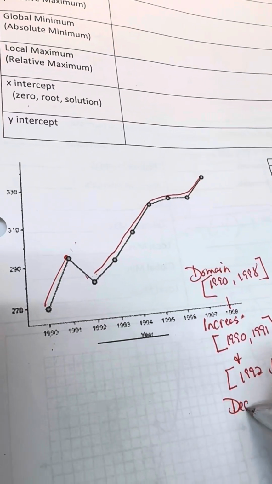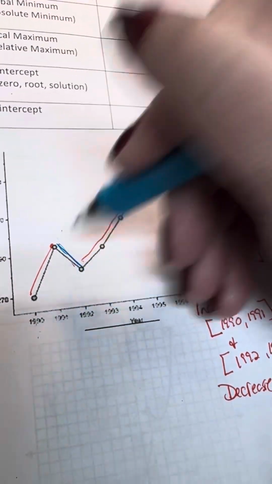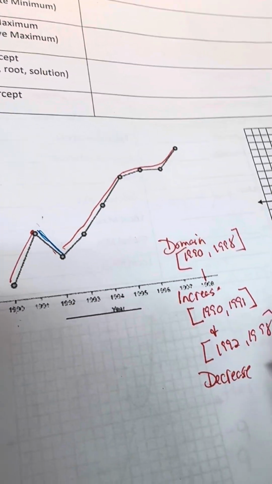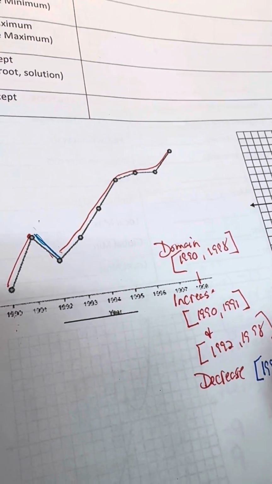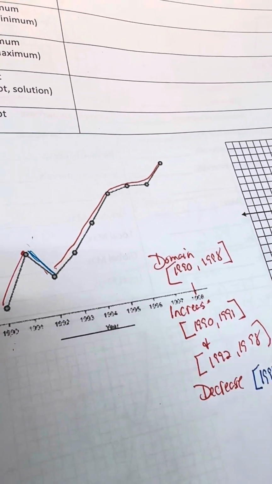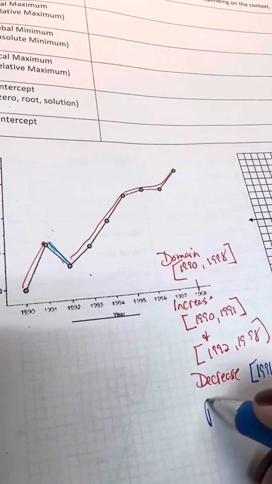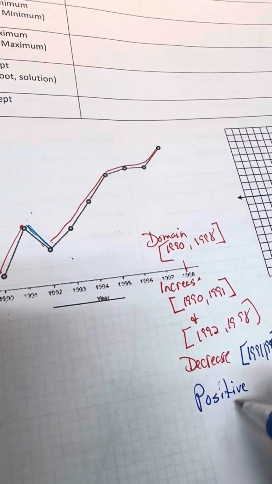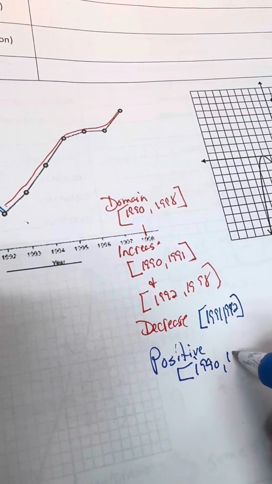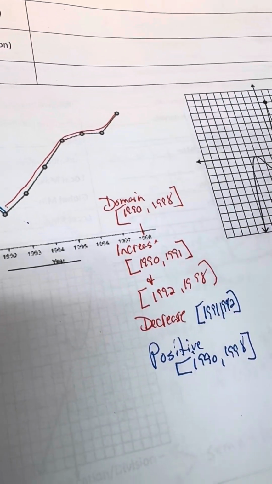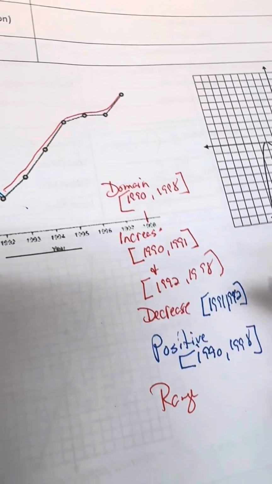Our decrease is where the slope is negative. I just have between 1991 to 1992. Okay? All of this is above the x-axis, so the entire thing is positive. So that would be just like our domain, because the entire thing, 1990 through 1998. The only one that's different is our range, which would use the y value.